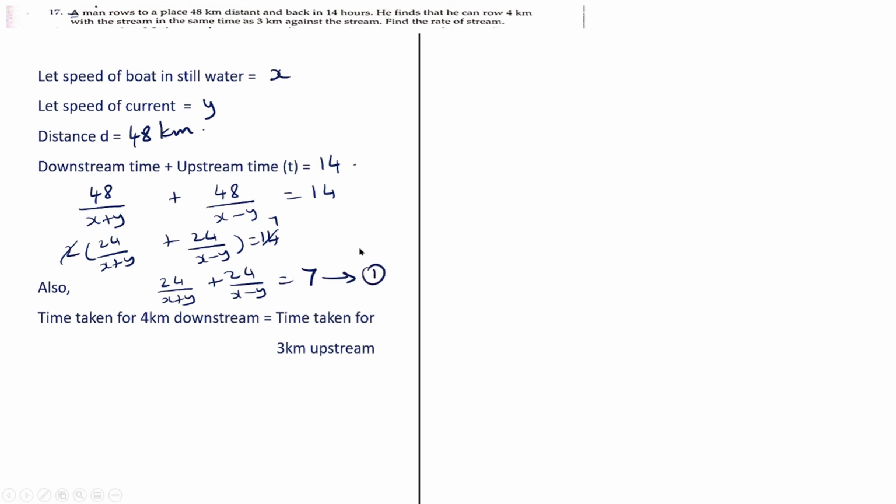And then the next information which is given is that the time taken for 4 km downstream is equal to the time taken for 3 km upstream. So the time taken to go 4 km downstream is given by distance by speed. Here the distance is 4 km and the downstream speed is x plus y. This is equal to the time taken to go 3 km upstream. Here the distance is 3 km and the upstream speed is x minus y. Now let us take this as equation 2.